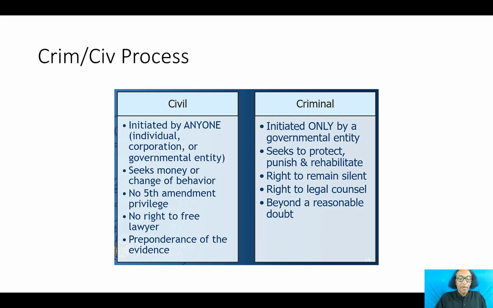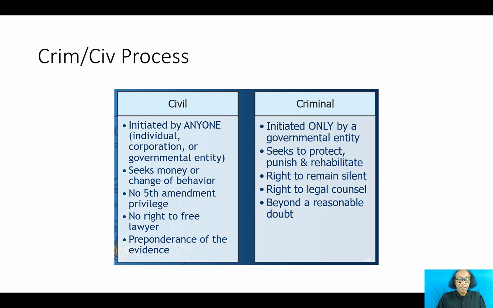So it could be a restraining order in a domestic case where the person seeking the restraining order does not want the other party to come near them because they fear for their safety. In civil cases, there is no Fifth Amendment privilege because the Fifth Amendment applies only to criminal cases. There's also no right to a free lawyer. If you start a civil case, you have to provide your own lawyer or represent yourself. And the standard of evidence in a civil case is what's called preponderance of the evidence.